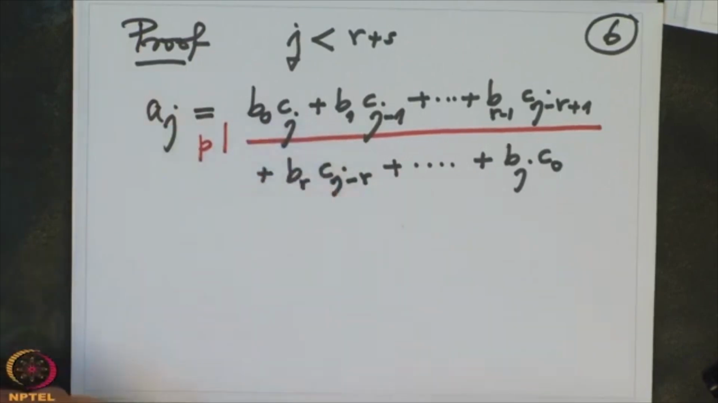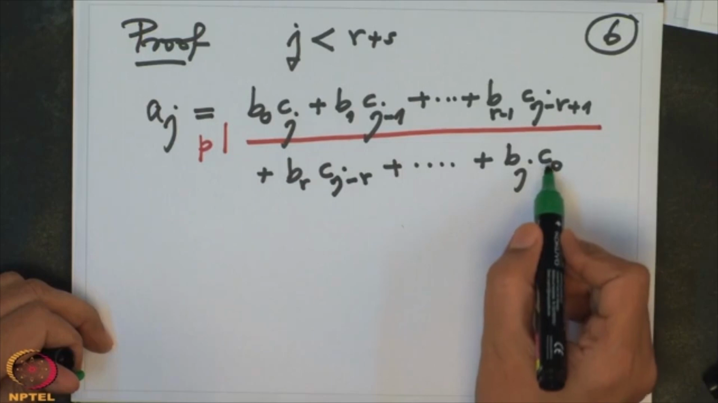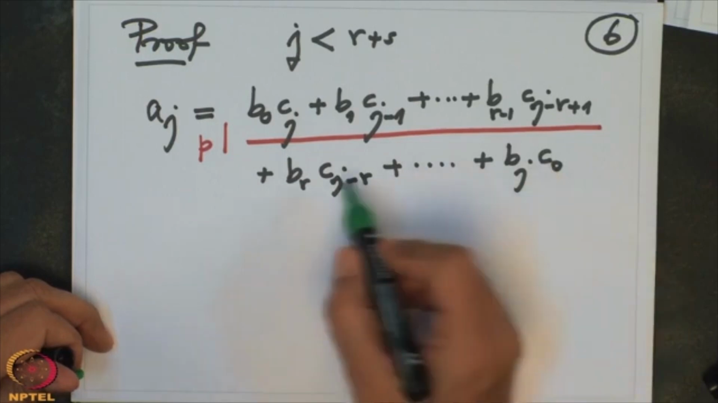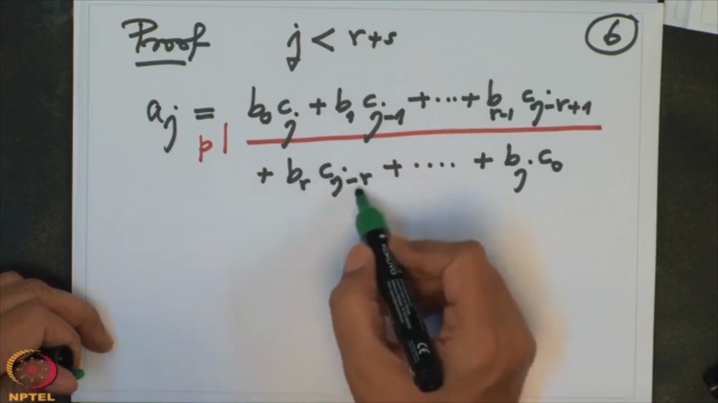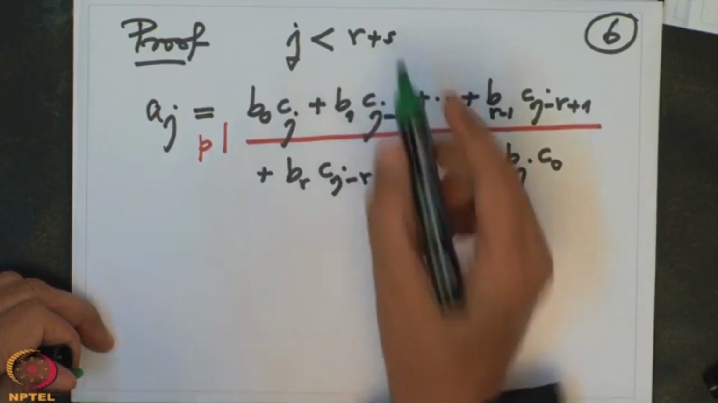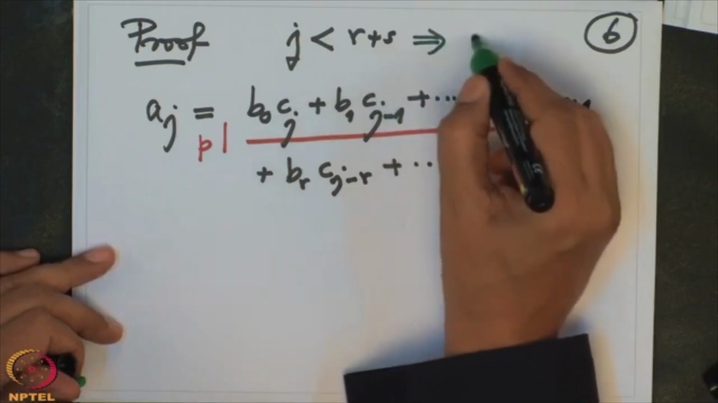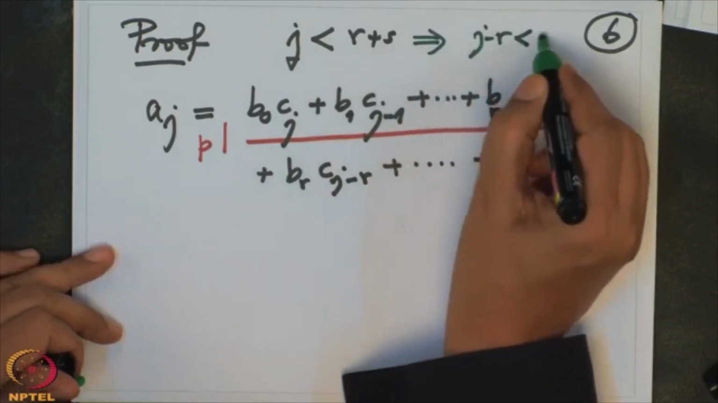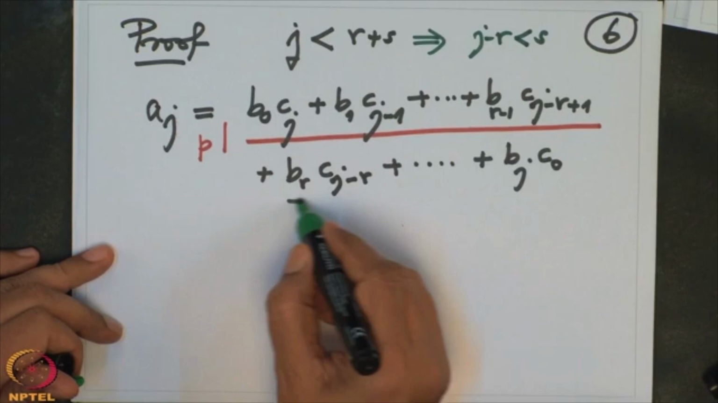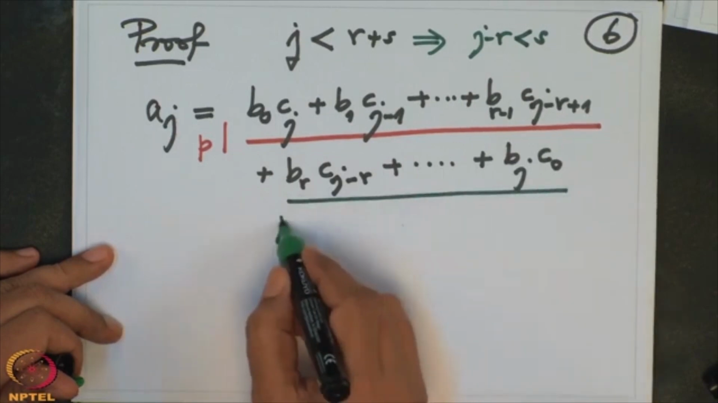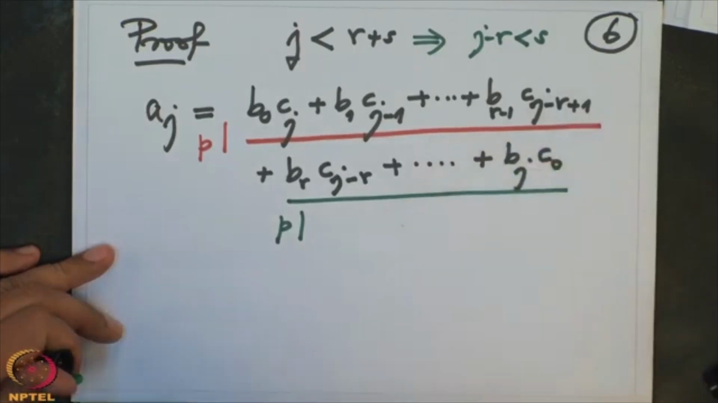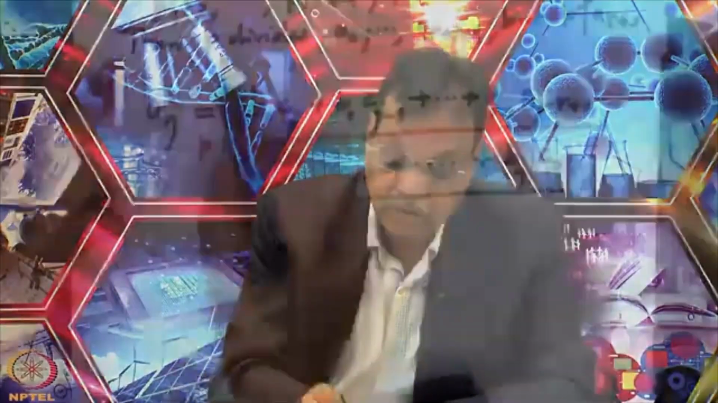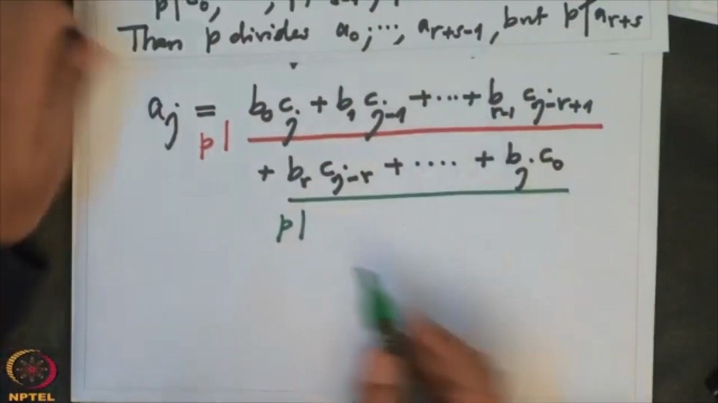Similarly, now I don't look at the b's, I look at the c's. P divides c0, p divides c1, p divides this one, because j minus r is smaller than s. So this sum, p divides this. So altogether p divides this. So that proves the first part. P divides all these terms. That is what we proved.